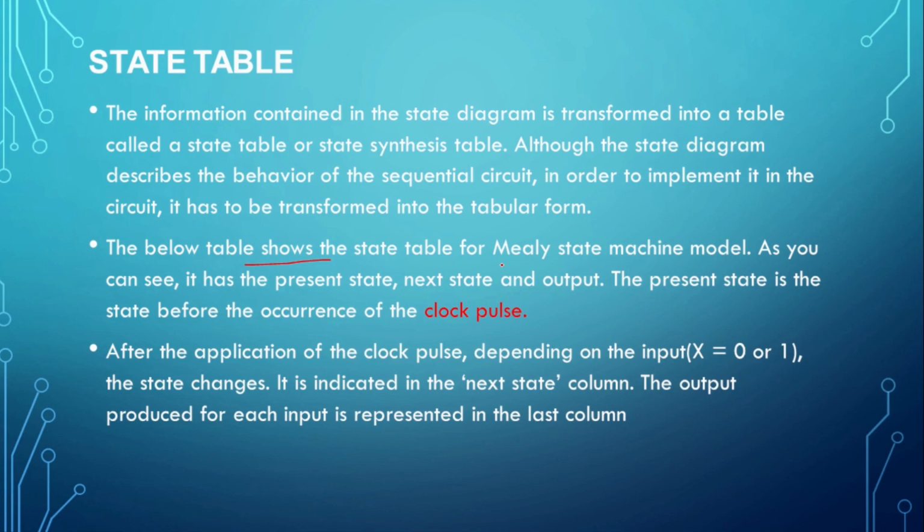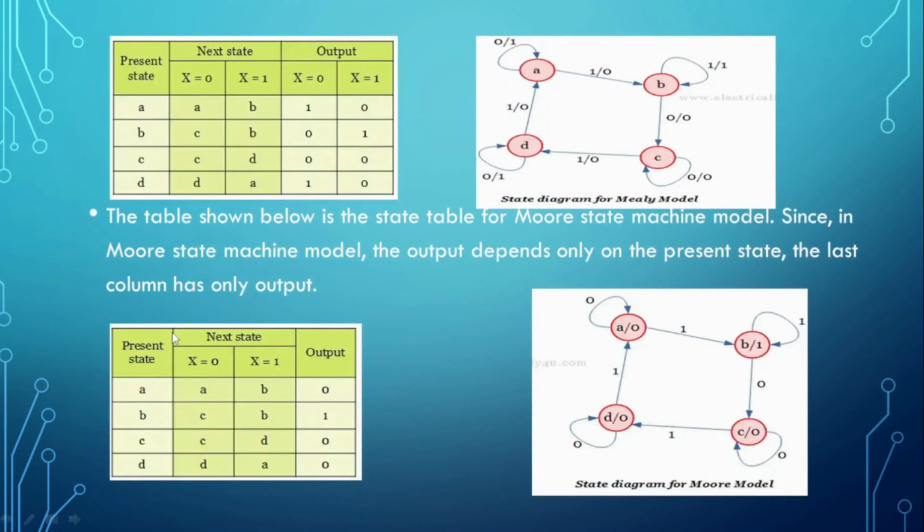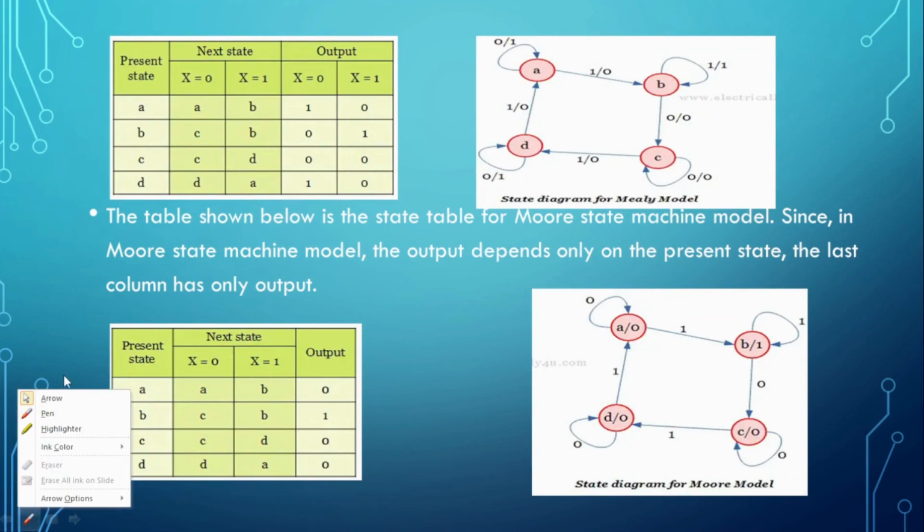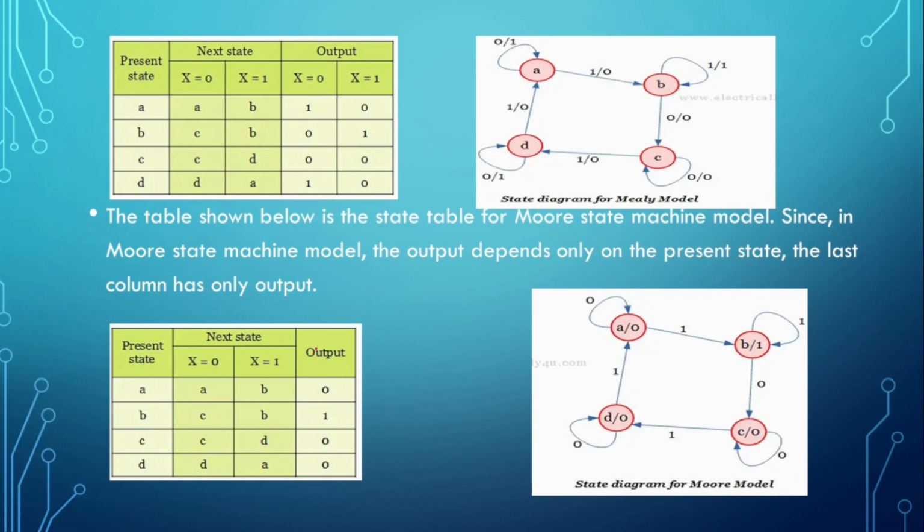In the state table for the Mealy model, you will have present state, next state and output. For the Moore model, you will have the present state and only one output value. Here you will have two values, x equal to 0 and x equal to 1, in the Mealy model. Here, x equal to 0 and only one output value is mentioned as per the diagram. So take this first Mealy model.